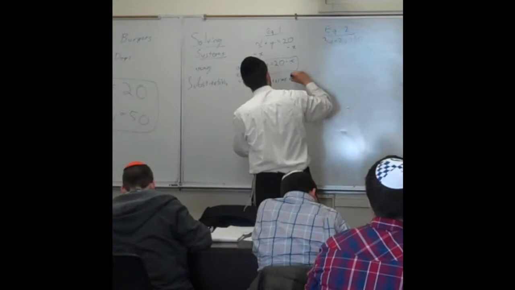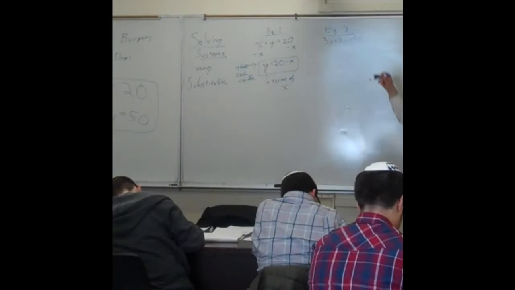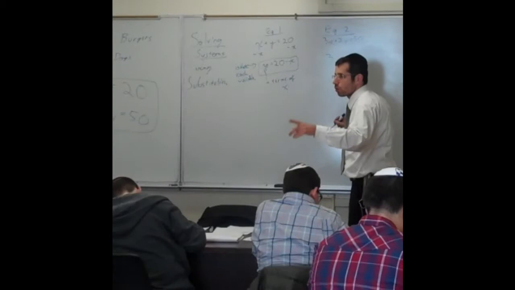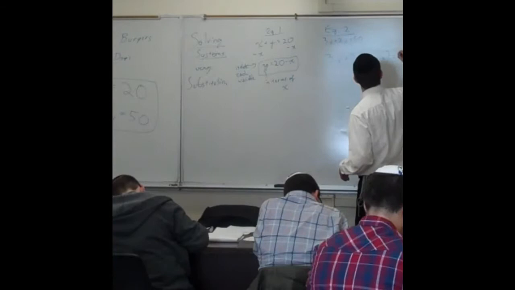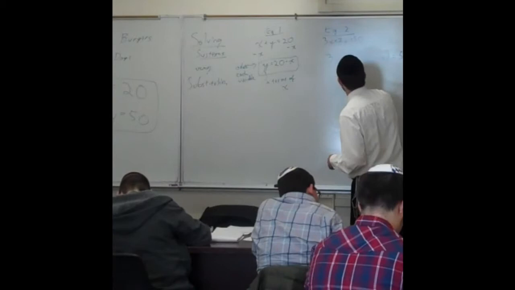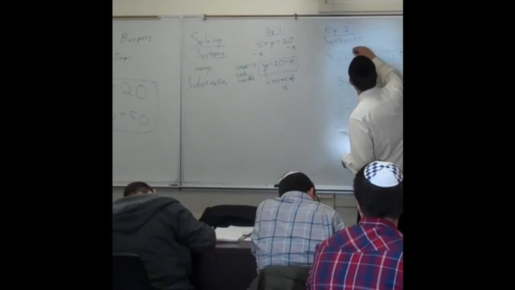So now I can rewrite equation two with how many variables? Instead of two variables in one equation, I can rewrite it with one. What's it going to look like, Ari? Three x plus two times 20 minus x. So 3x. Let's finish it up. 3x plus 40 minus 2x, don't forget. Distribute properly. Don't forget to distribute the 2. Equals 50.